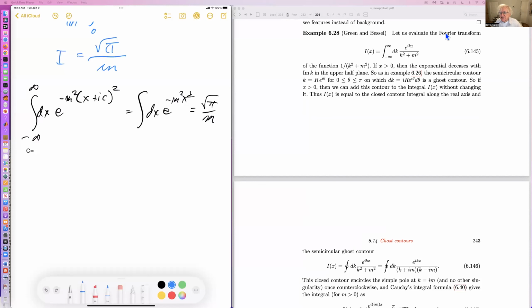So now let's look at evaluating this Fourier transform. It's a Fourier transform of 1 over k squared plus m squared.